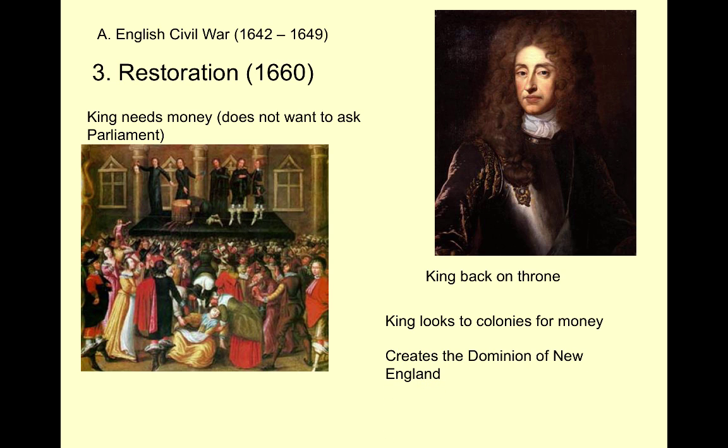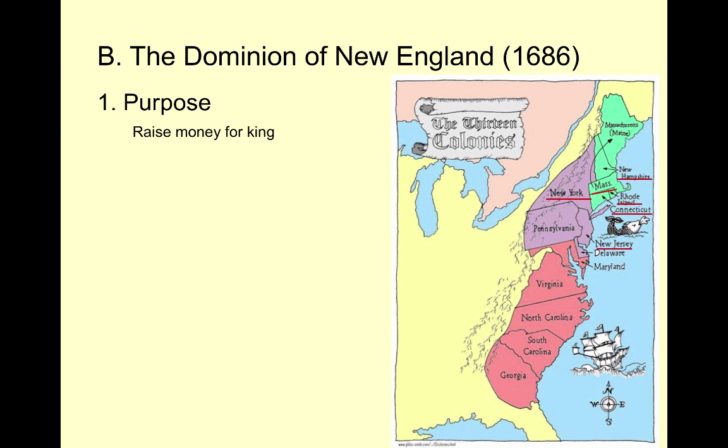To do this, he creates an organization called the Dominion of New England. The Dominion of New England is going to be an organization that is created to help the king assert more authority and raise taxes over his colonies, specifically in New England. So let's talk about that.